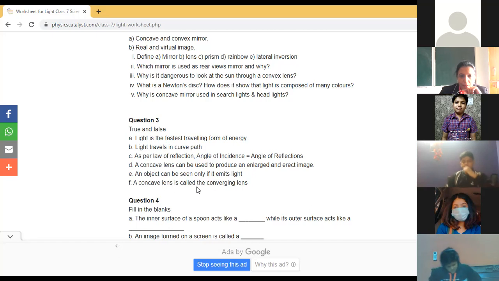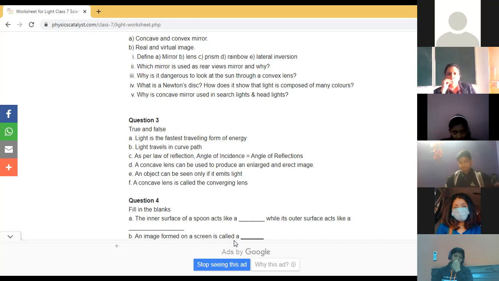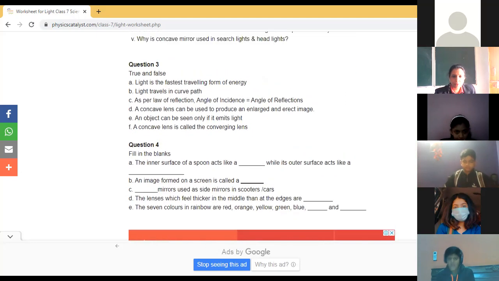A concave lens is called a converging lens. Is it true? False. Yes, it is false. So what will be the true statement for this part? The convex lens is called the converging lens. Okay, the convex lens is called the converging lens.